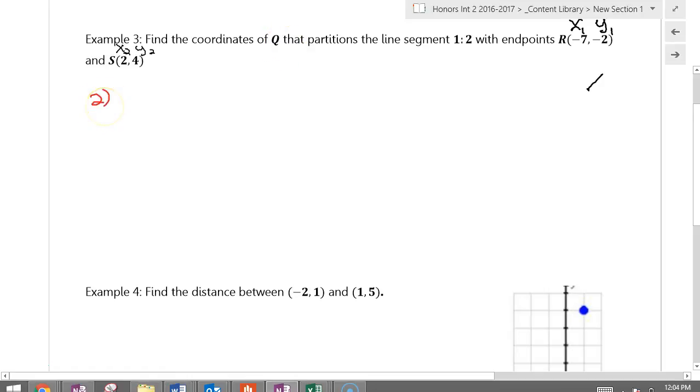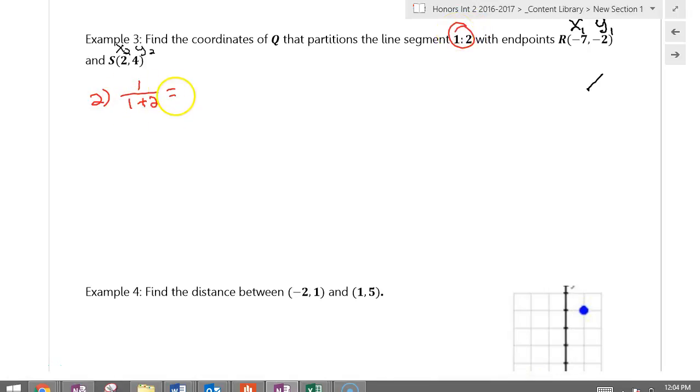Step 2, right, from 1, 2. So my first number is 1, and that's over 1 plus 2. I then add them. So my fraction is 1/3.